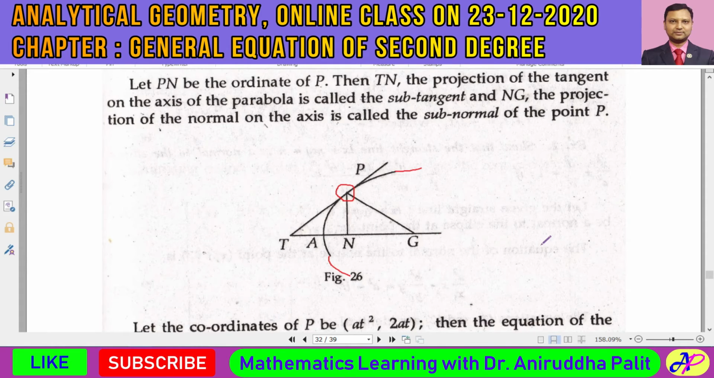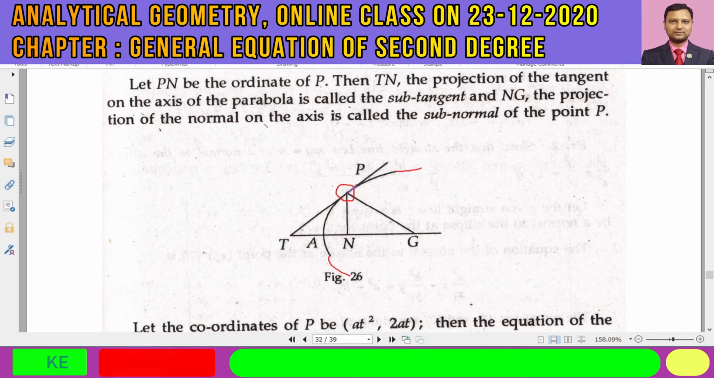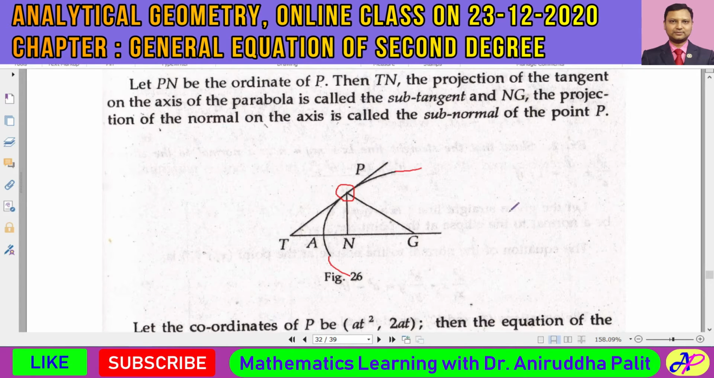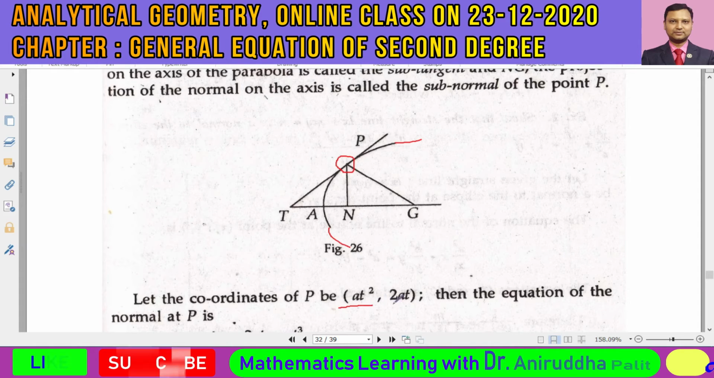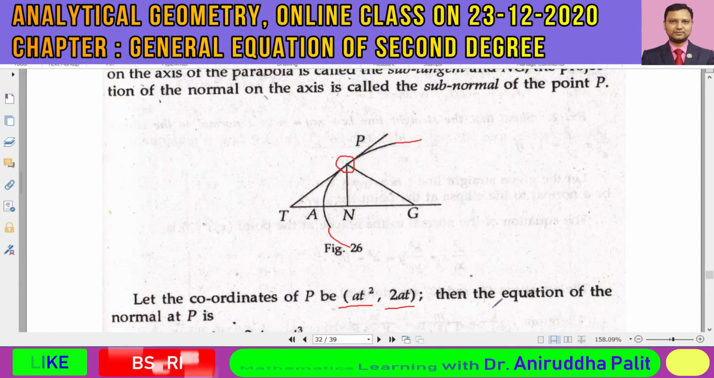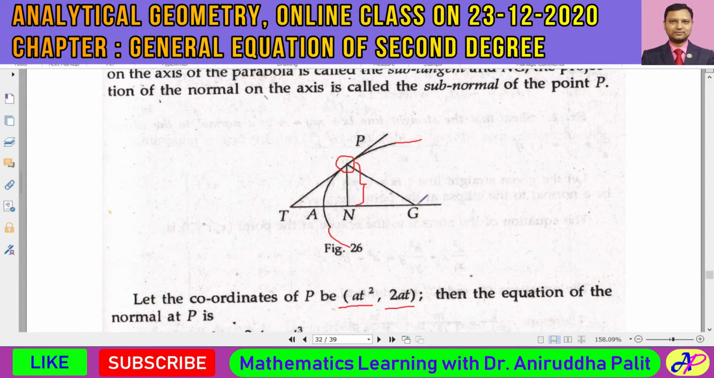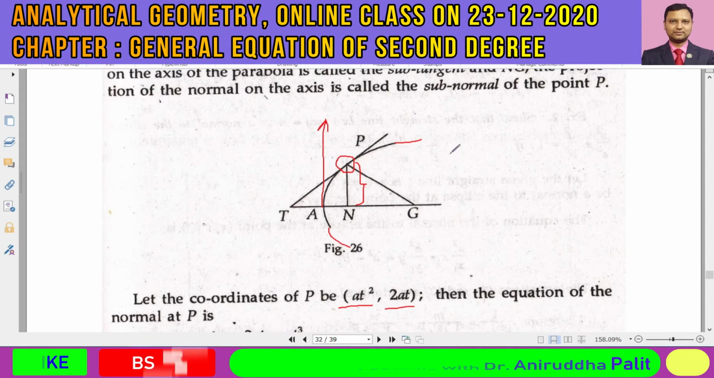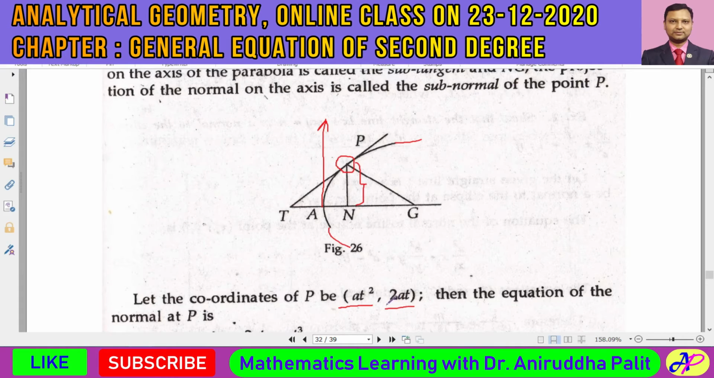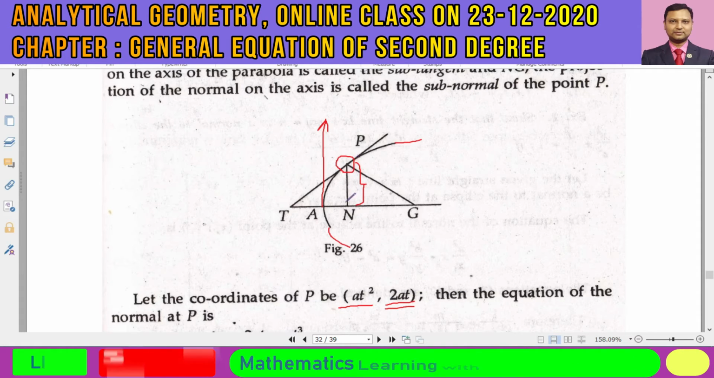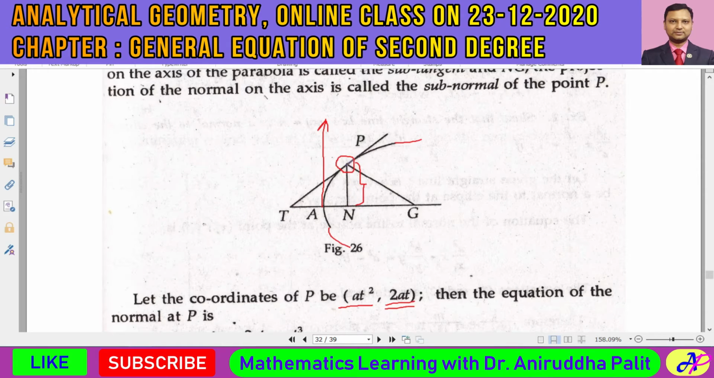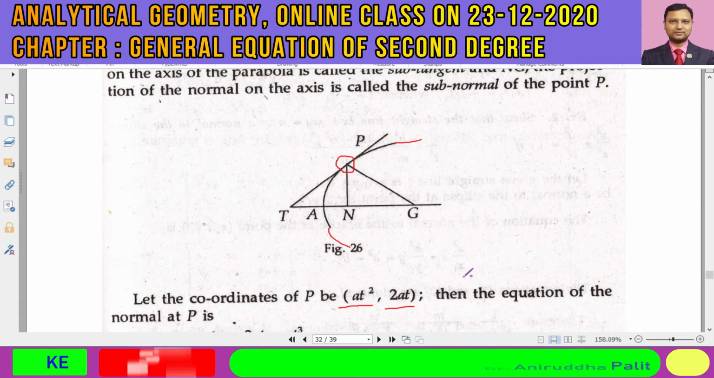Now, if we consider the coordinates of the point P, suppose over here the coordinates of the point have been taken as at square for the x coordinate and twice at for the y coordinate. Then the y coordinate means this much height is equal to the y coordinate, as this axis is the x-axis, and maybe this kind of line may be the y-axis. So twice at, this much, is equal to the height of P from the x-axis, or the distance of the point P from the x-axis. So PN would be equal to twice at.